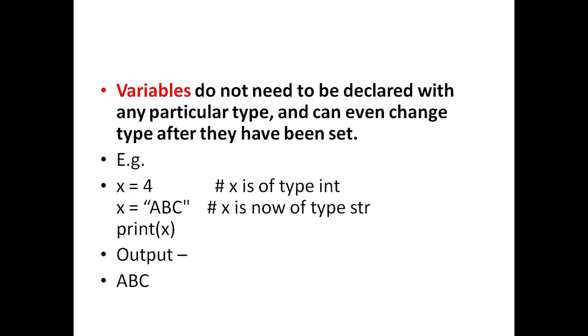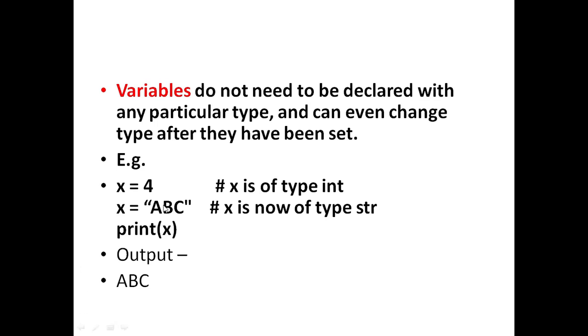Variables do not need to be declared with any particular type and can even change type after they have been set. For example, first x = 4 is assigned, where x is of type integer. And if we assign x = "abc", now the type of x is string. And when we print x, the output will be abc.